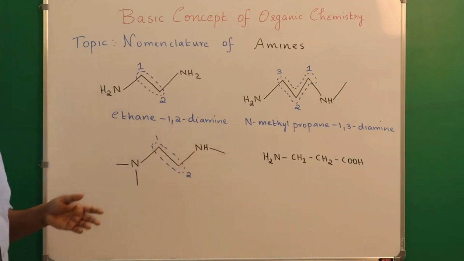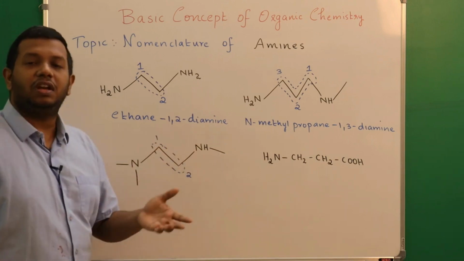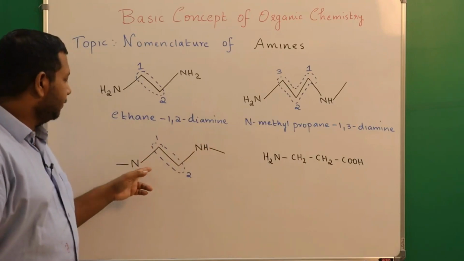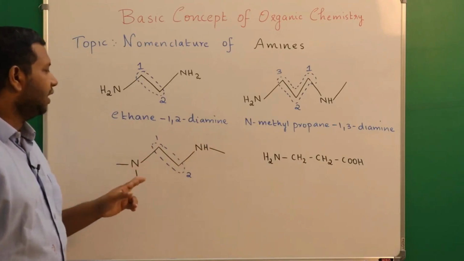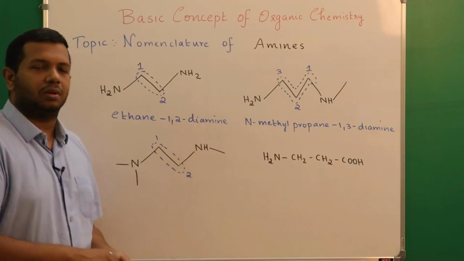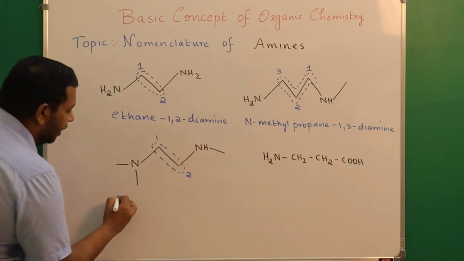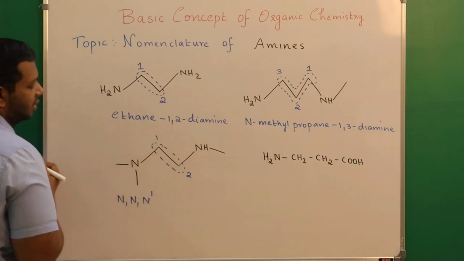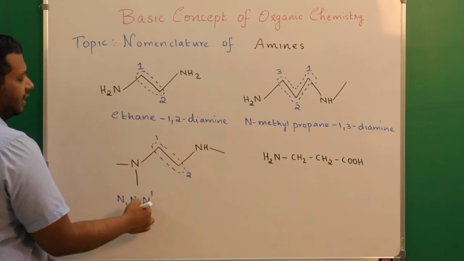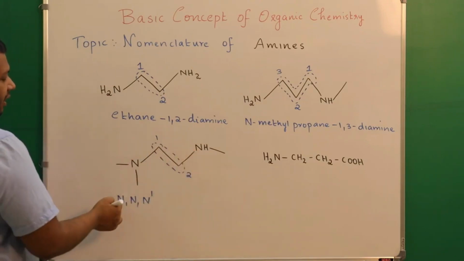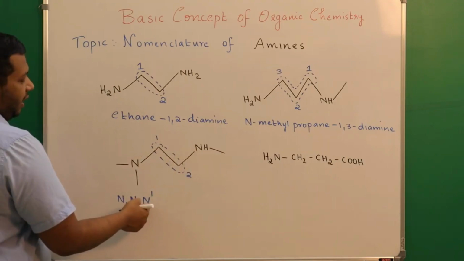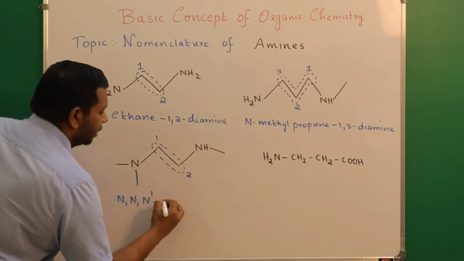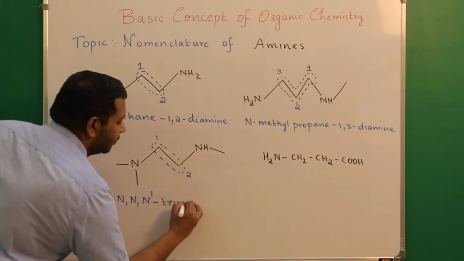So here whenever 2 degree and 3 degree amines are coming, we need to differentiate between the N. Because I cannot say all are N. So if I am representing here as N, N dimethyl, this should be N dash. Understood? So I can say it like this: N, N, N dash. This N dash represents another amine actually. N, N dash hyphen, how many methyl groups are there? 1, 2, 3. So I can say trimethyl.